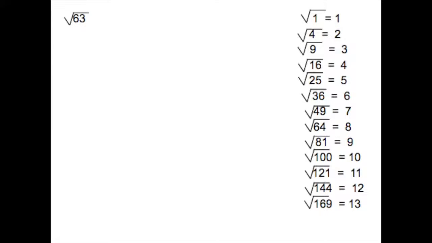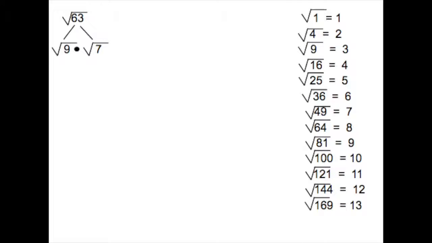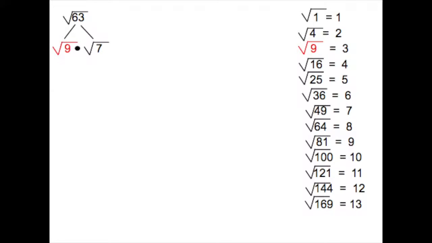Let's try another example. Let's simplify the square root of 63. The first question we must ask is if there are any perfect square factors. To the right, we see our perfect square factors, 1, 4, 9, 16, 25, and so on. 9 is a factor of 63. So we can break the square root of 63 down to the square root of 9 times the square root of 7. We want to use 9 because the square root of 9 is a perfect square.